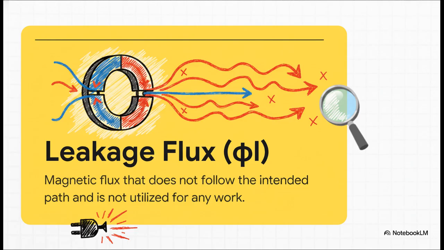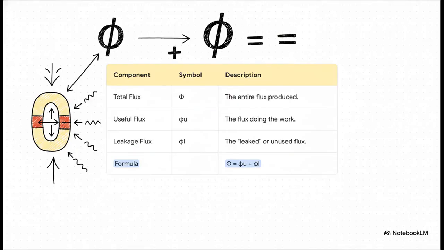It's pure, wasted energy. So when you put it all together, the math is actually pretty straightforward. The total flux that your coil produces is simply the good, hard-working, useful flux plus this stray, rebellious leakage flux. It's a really basic but absolutely vital piece of the whole puzzle.